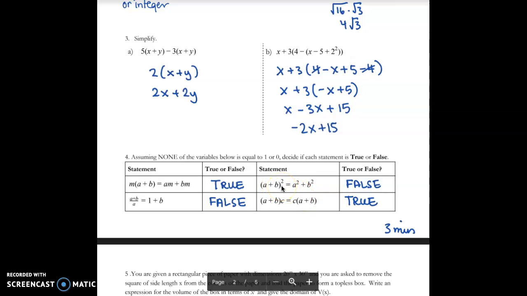We recall that distributive property is the distribution of multiplication over addition. We cannot distribute this exponent, so this is also a false statement. And here, this is just the commutative property of multiplication where order does not matter, so the statement is true.